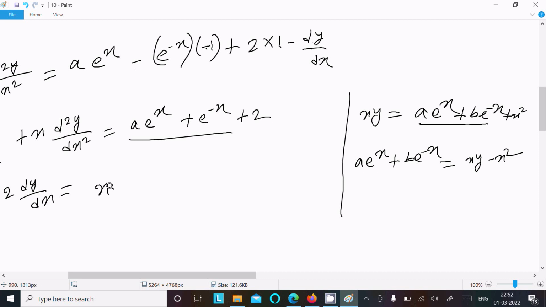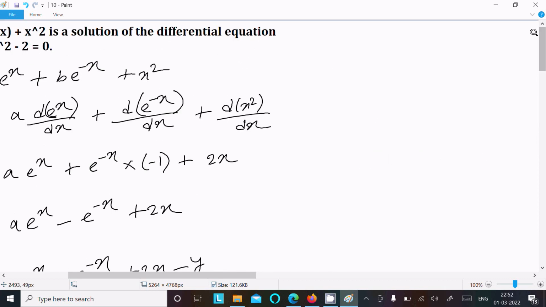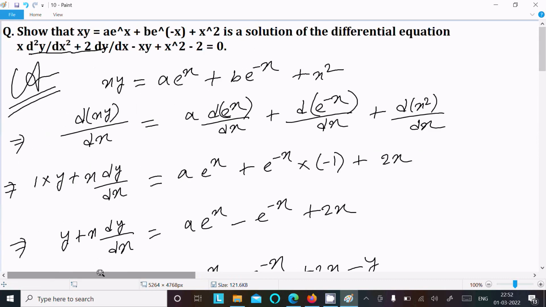So this place we can write this one, xy - x². So this is now xy - x², and write the 2. This place we can write these terms because that is given there. So you can see this is the given.